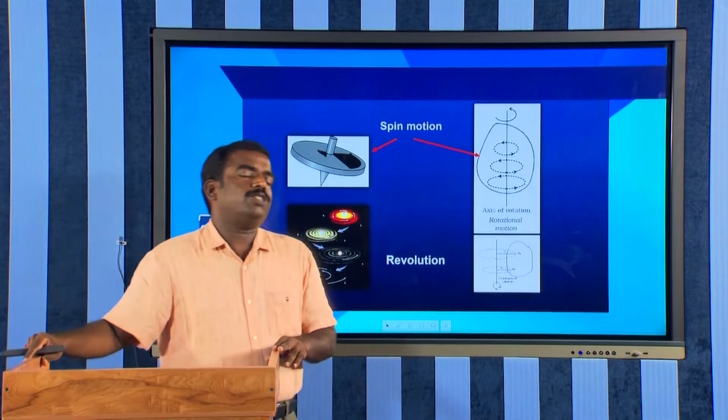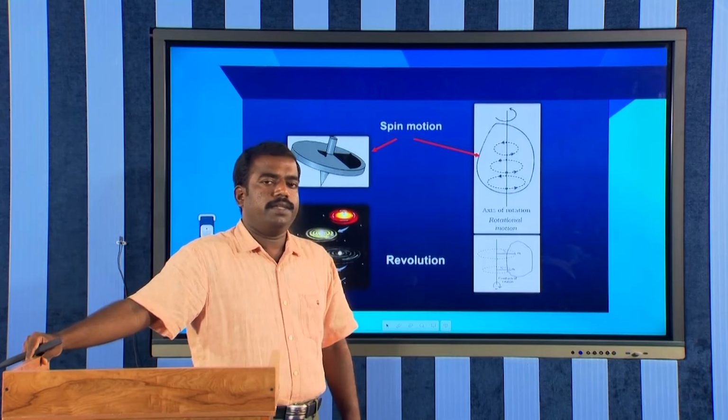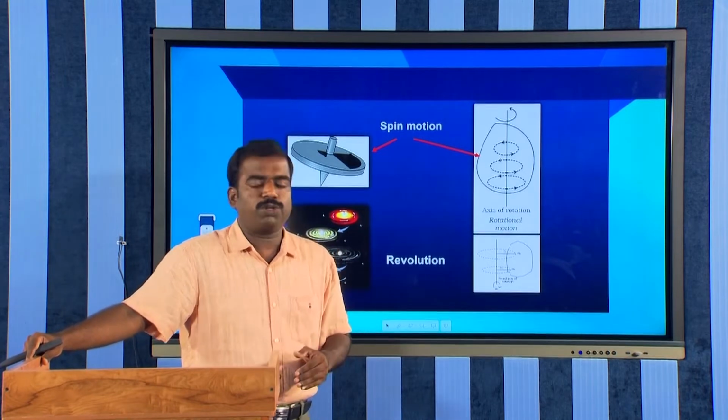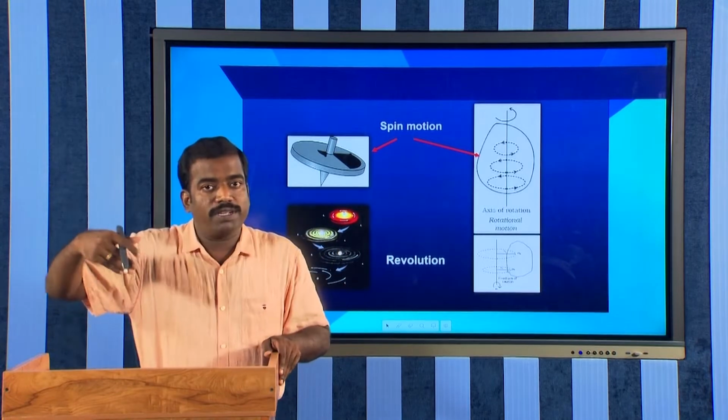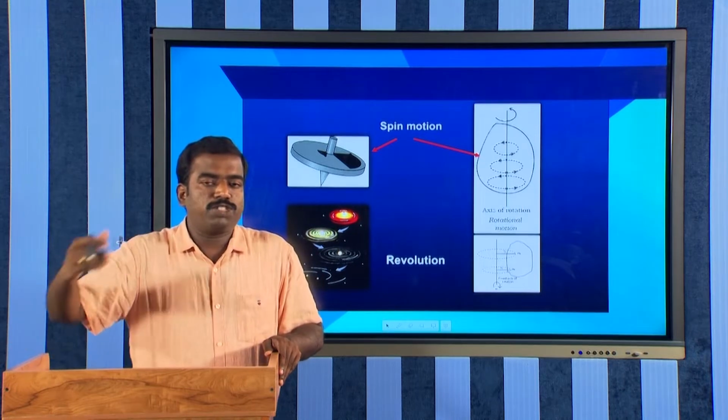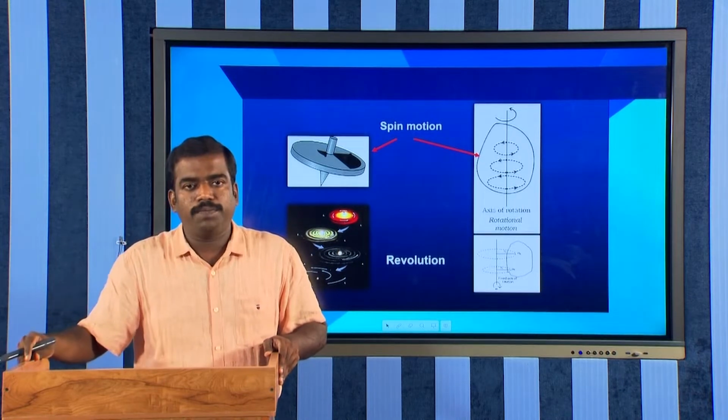As I discussed earlier, when a body executes rotational motion, the particles are following a circular path. They are executing circular motion along a plane which is perpendicular to the axis of rotation. Then we will call that the plane of rotation.